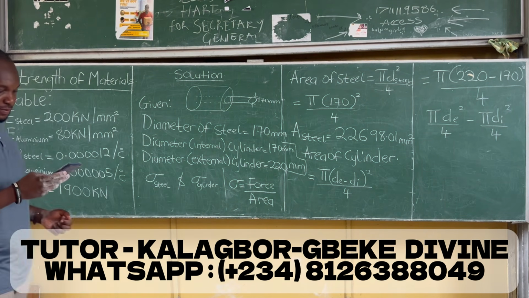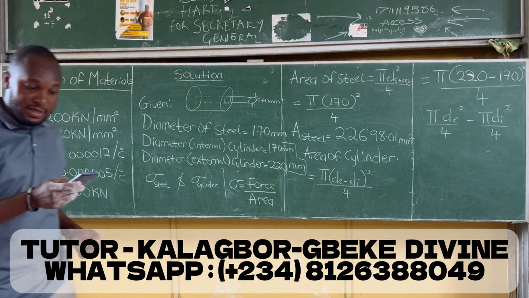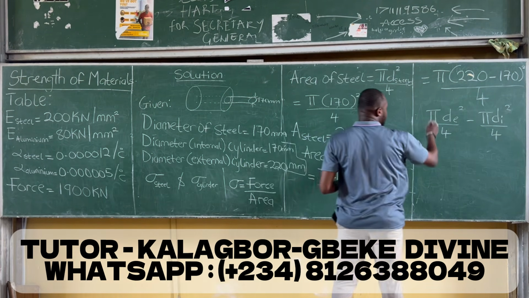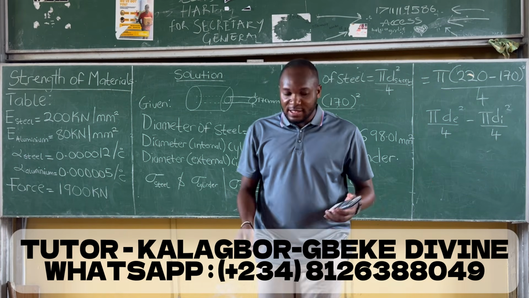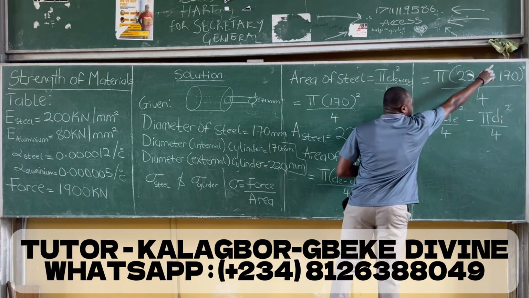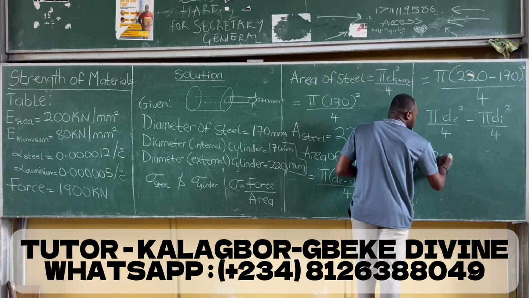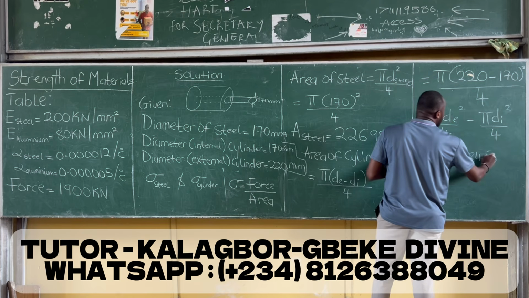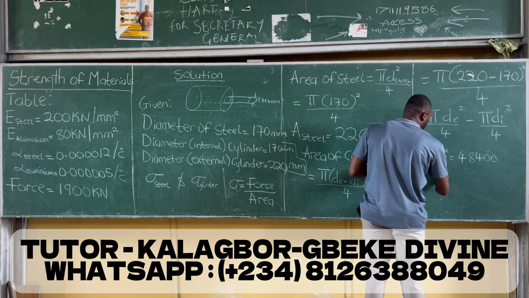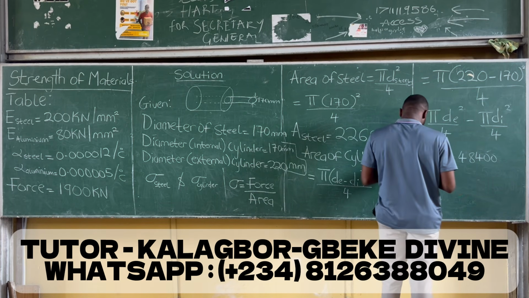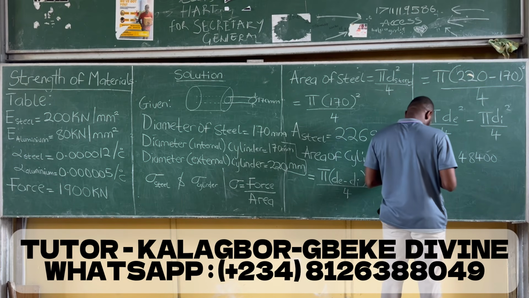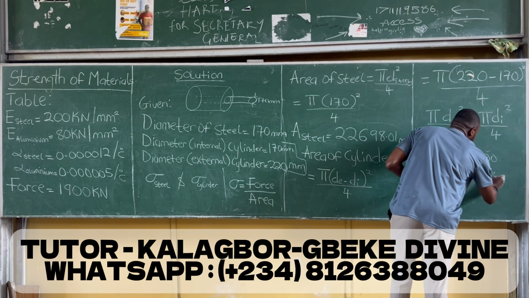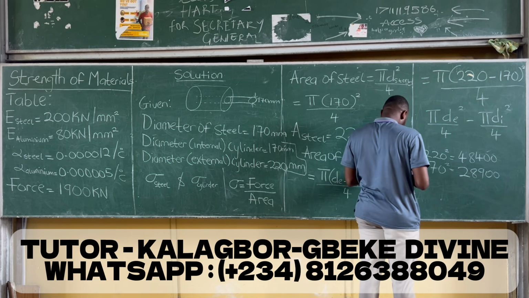Punch. You say 220 squared, right? You give us 48,400. Let me write it down somewhere. And we have 170 squared as what? 28,900. So minusing both of them.